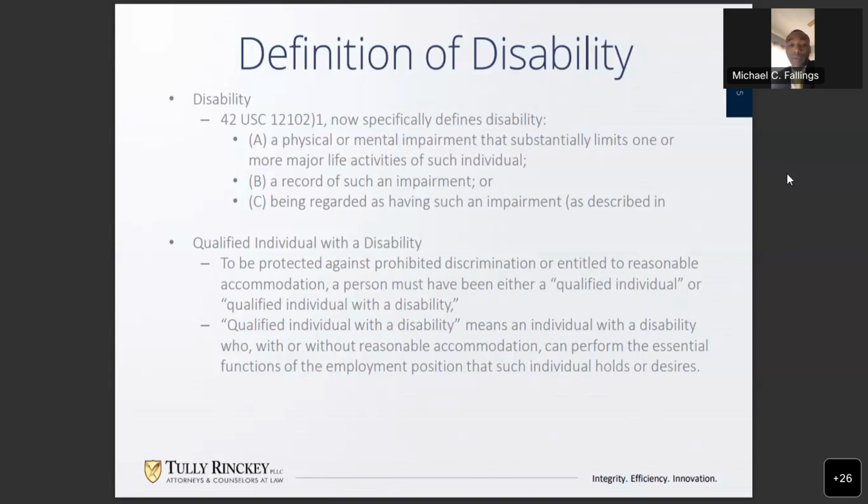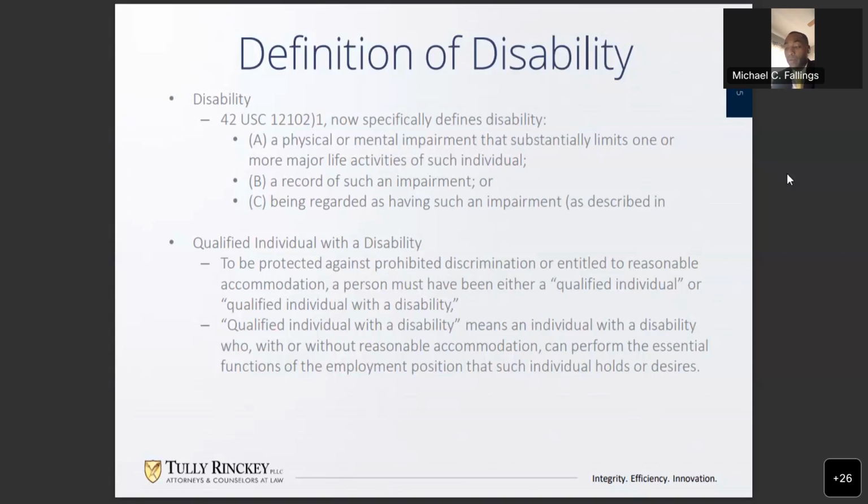In addition to proving you have a disability, to obtain a reasonable accommodation for telework, you also must prove that you're a qualified individual with a disability. And then the law defines a qualified individual with a disability as an individual with a disability who, with or without a reasonable accommodation, can perform the essential functions of the employment position that such individual holds or desires.